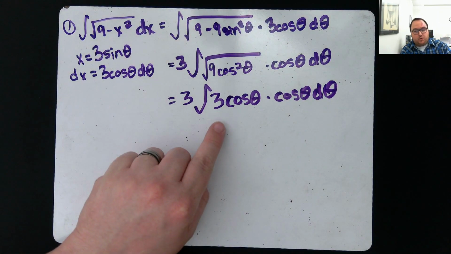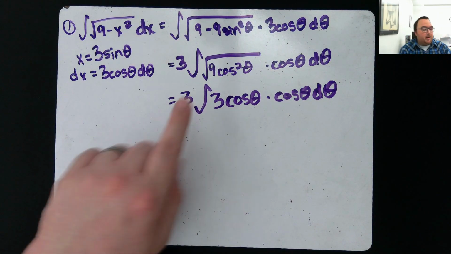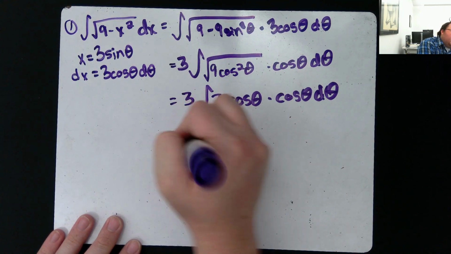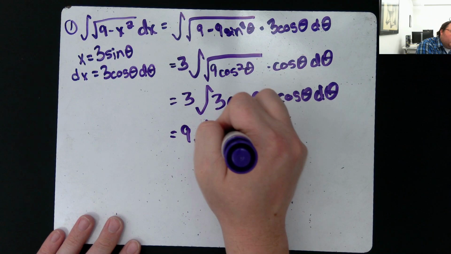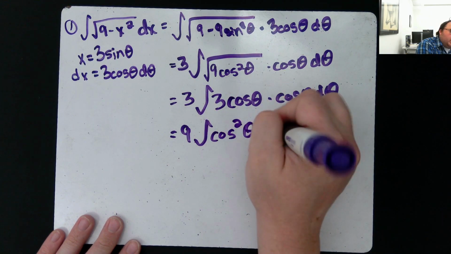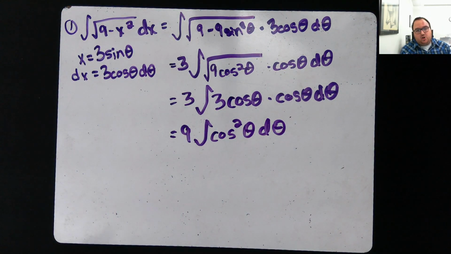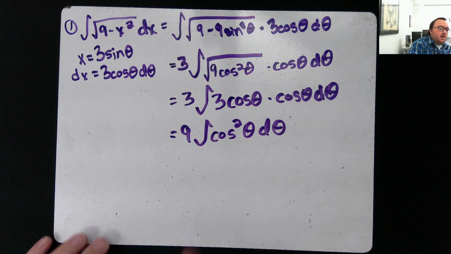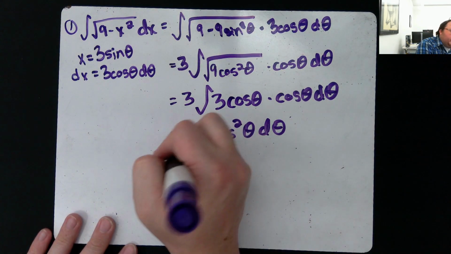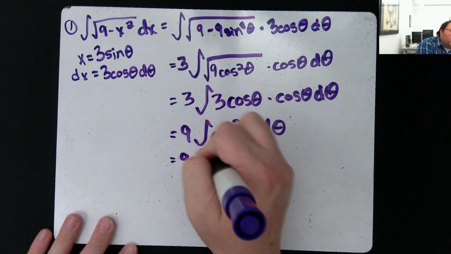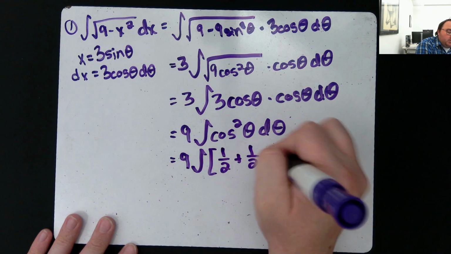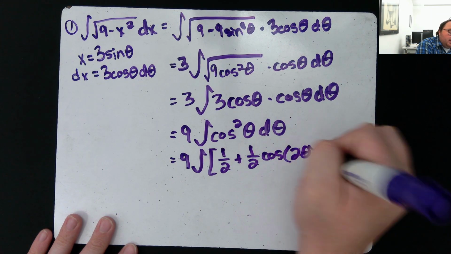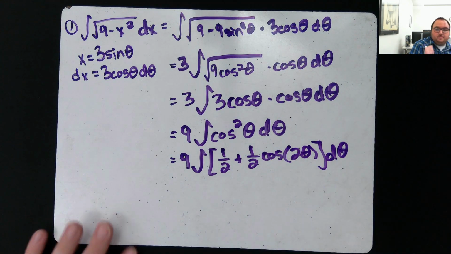So now I have another 3 in here. I can bring it out, making it 9. Integral cosine times cosine is cosine squared. So now this is a thing I can do. We had learned this our last class. Cosine squared, I would rewrite it using that trig rule: 1/2 plus 1/2 cosine 2 theta d theta.